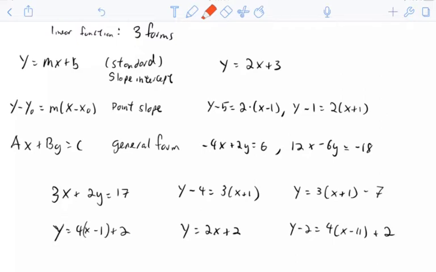Well, this one is slope-intercept form. And you know it's in slope-intercept form because there's y on the left-hand side, and then on the right-hand side there's a linear polynomial involving x in its expanded form. Okay? So that one is in slope-intercept form.